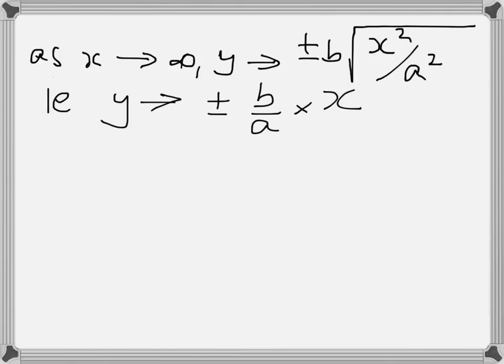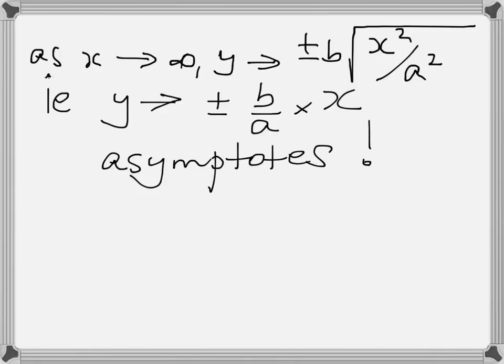That's it. They're your two asymptotes, okay? Gradient is b over a. In that case, one of them has a positive gradient and one of them has a negative gradient. Okay, they are the asymptotes, and you must work the equations out of those asymptotes, okay?